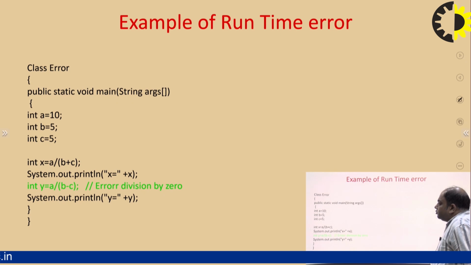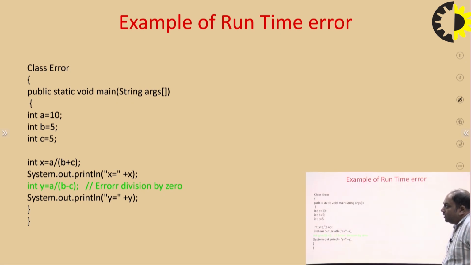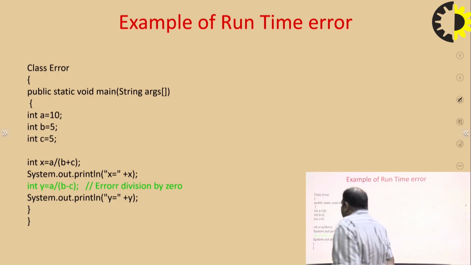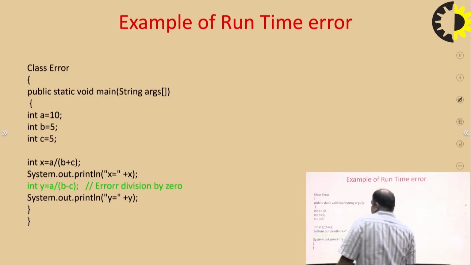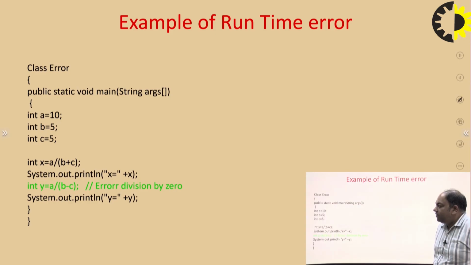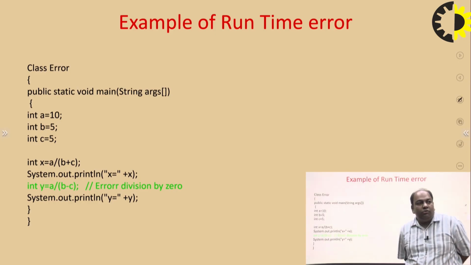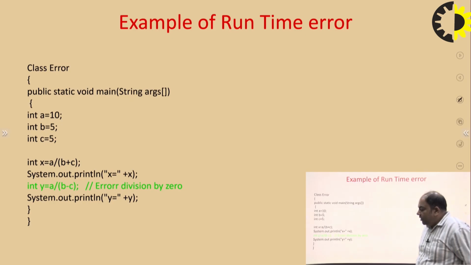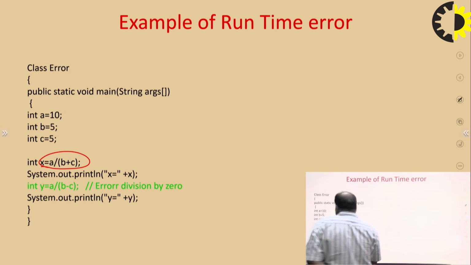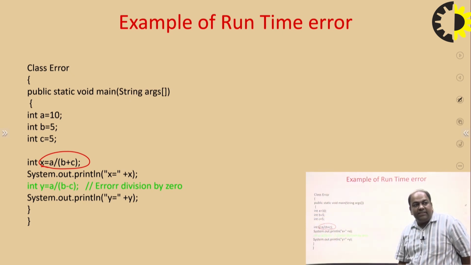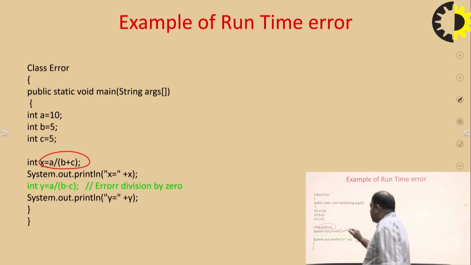I am showing an example of a runtime error. Here we create a class with the name Error, then we initialize our data: int a = 10, b = 5 and c = 5. And we perform an operation: x = a / (b + c). This is the correct statement, because 10 is divided by 10, so it will give an output of 1.